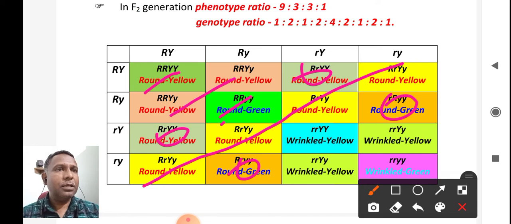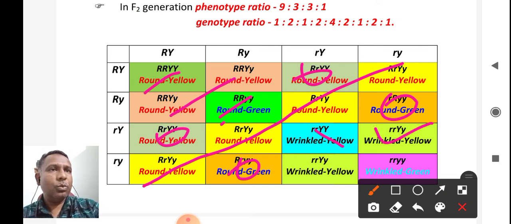Next is the 1, that is wrinkled yellow. And then wrinkled yellow and wrinkled yellow. The same composition, same genes. And here at last, that is wrinkled green.